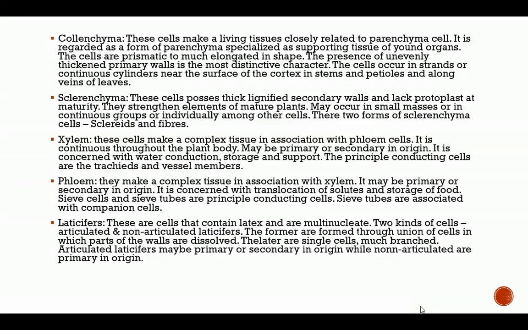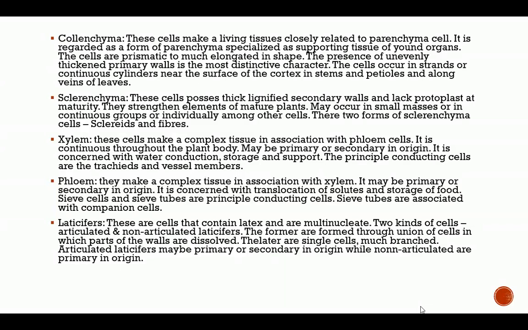We also have the sclerenchyma. These cells possess thick lignified secondary walls and lack protoplasm at maturity. The strengthening elements of mature plants may occur in small masses or in continuous groups or individually among other cells. There are two forms of sclerenchyma cells: the sclereids and the fibers.